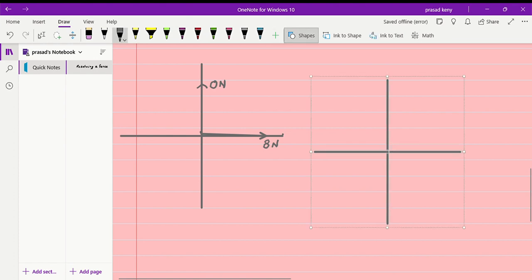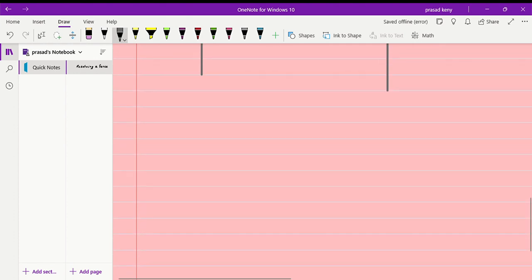Now similarly, suppose the force is acting along the y direction. Take for example a force of 8 Newton is acting along the y direction, positive y direction, then in x direction the component will be 0 Newton. So these are the basic concepts. Let us see some problems here.